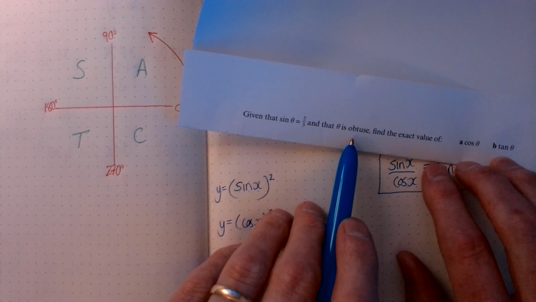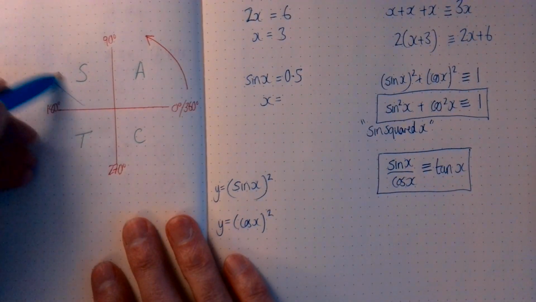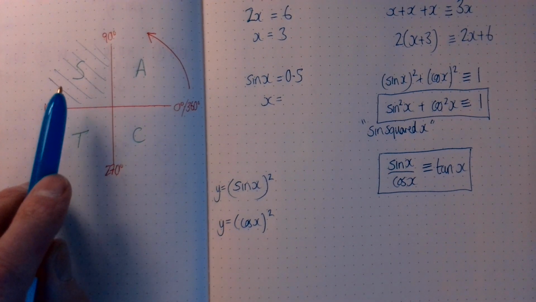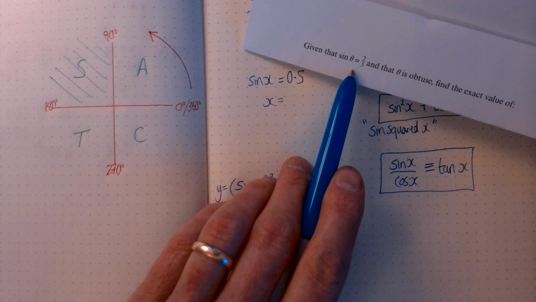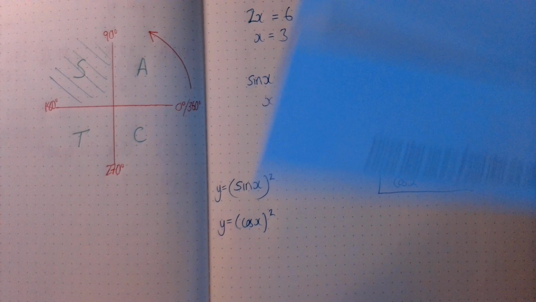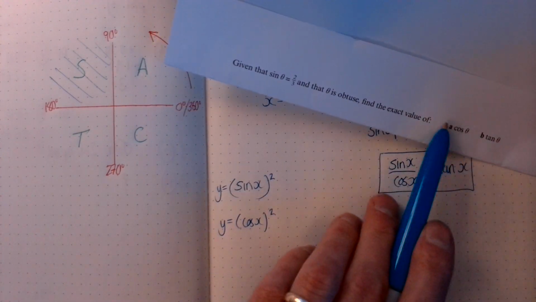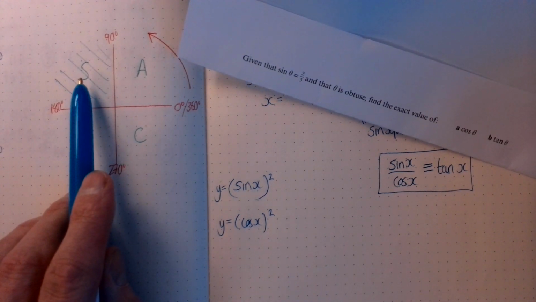Firstly, theta is obtuse. Obtuse is an angle between 90 and 180, so we're in this region here. So I know that the sine of the angle is going to be positive. Well, yeah, they've told us that in the question. Sine of theta is 2/3. But what that also tells me is that they're asking me to find cos theta and tan theta. They're both going to be negative because between 90 and 180, cos and tan are both negative. Only sine is positive.